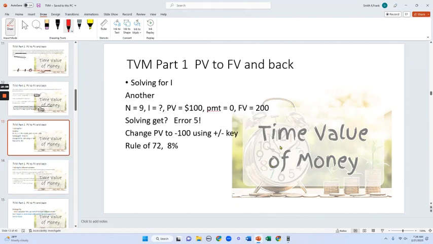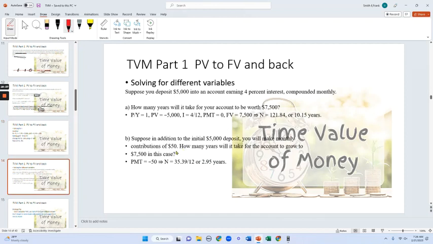Well, solving for I, once again, we did the I. This is another I problem, 9% N, 100% future present value, 200 future value, make the error 5 again. Use the plus minus key to change that, just as an example. Rule of 72 says it should be about 8%. And you can do that for yourself. So finally, solving for different variables.